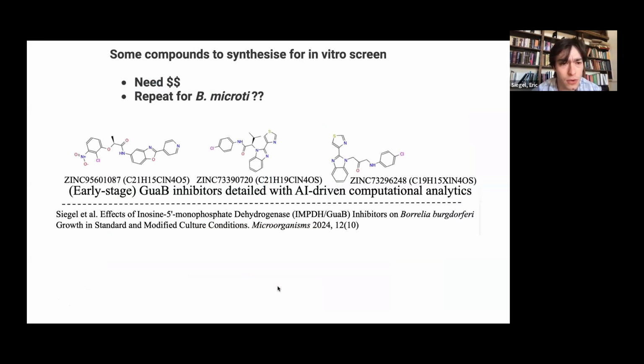And I do have another note here that we would need more money for this, and we could also repeat this experiment with Babesia microti, which also has a guaB like Borrelia. So it's possible that we could find a drug that either affects both of them or a combination of drugs that could affect Borrelia and Babesia. So again, at this point, we aren't putting too much effort into this.